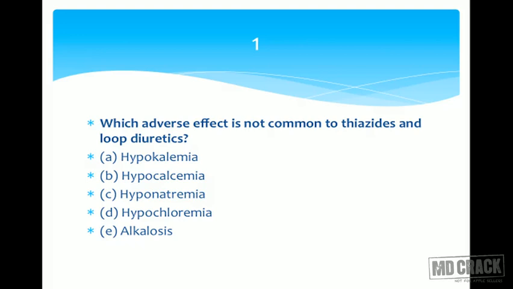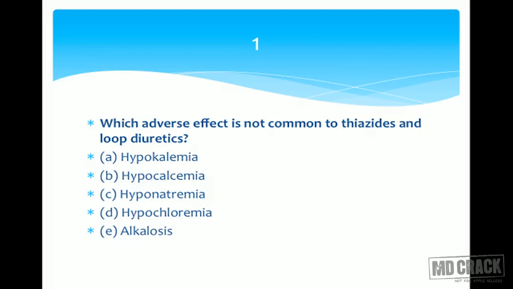Hypokalemia, hypocalcemia, hyponatremia, hypochloremia, and alkalosis. Which adverse effect is not common to thiazides and loops? Hypokalemia, hypocalcemia, that's potassium, calcium, sodium, chloride, everything decreased, right? And the last one is alkalosis. Are you thinking about it?